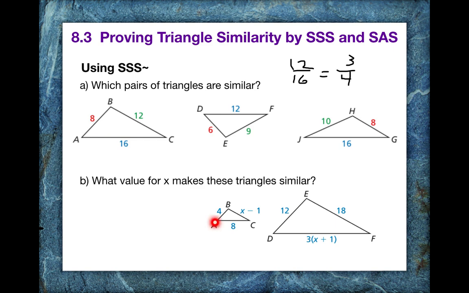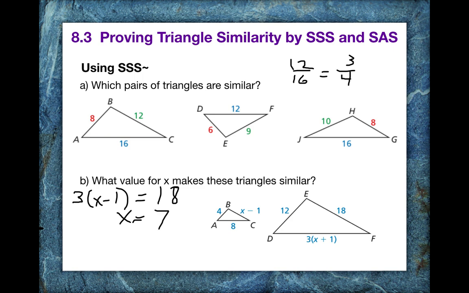Therefore, side AB corresponds to DE. And if you notice, 4 to 12 is a multiple of 3. So I multiply 4 times 3 to get 12. I'm going to do the same thing with x minus 1 to get 18. So I'm going to say 3 times the quantity x minus 1 gives me 18. And if we work that one out, then we work out that x is equal to 7.